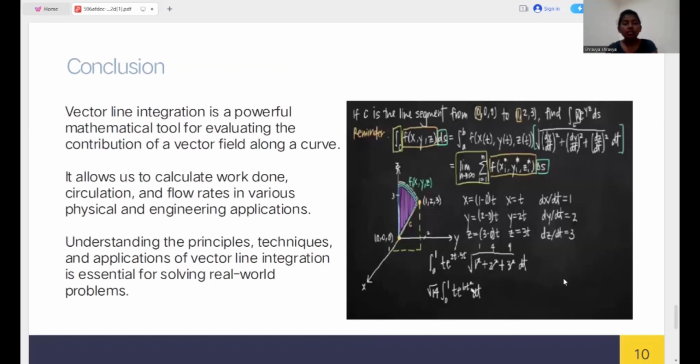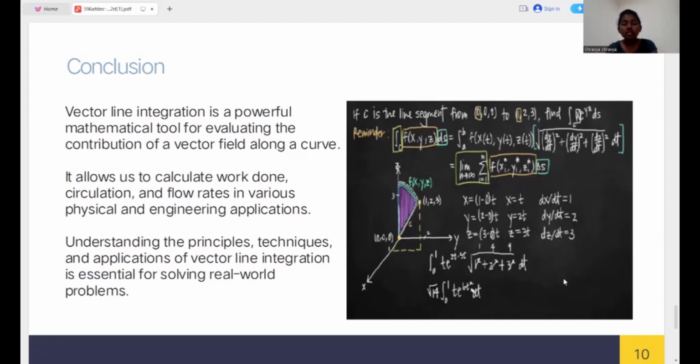I'm going to conclude this topic of vector line integration. Vector line integration is a powerful mathematical tool for evaluating the contribution of a vector field along a curve. It allows us to calculate work done, circulation, and flow rates in various physical and engineering applications. Understanding the principles, techniques, and applications of vector line integration is essential for solving real-world problems.